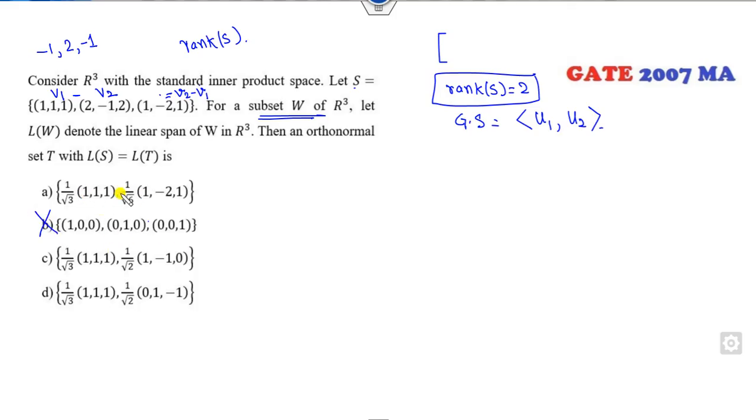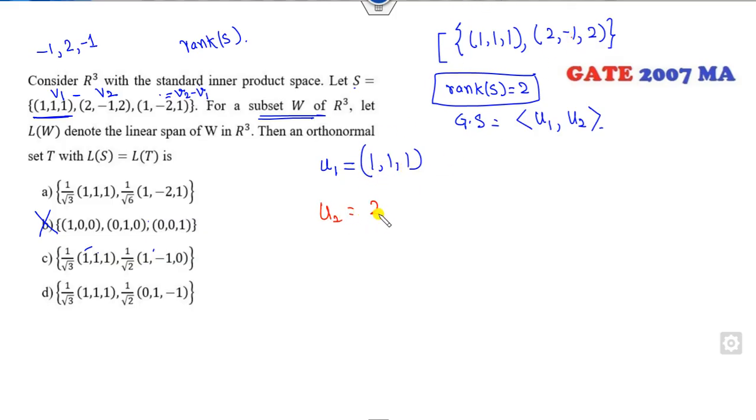Now first check whether the dot product is 0 or not. 1 minus 2 plus 1 is 0, 1 minus 1 is 0, all are satisfied. So what is u1? The first vector is 1, 1, 1. The second is 2, minus 1, 2. The first value is 1, 1, 1. Then the second value: write the second vector 2, minus 1, 2 minus the projection. 2 minus 1 plus 2 is 3, divided by the square of the norm 1 plus 1 plus 1, which is 3, times the previous vector. So what is the answer?